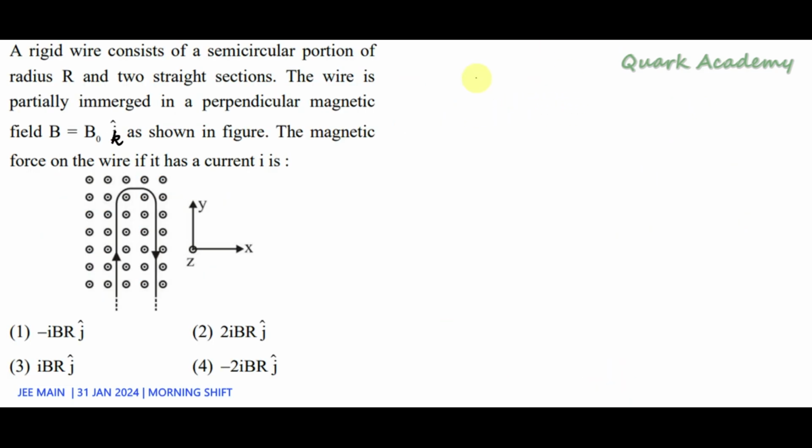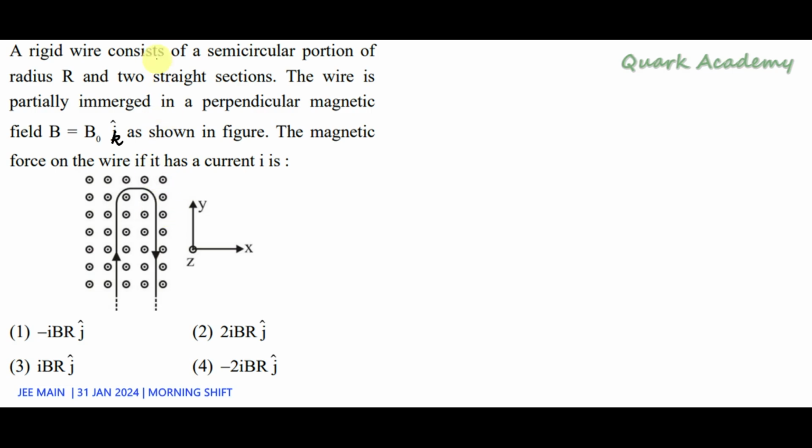In this question, there is an external magnetic field, and a rigid wire is placed in this external magnetic field. We need to find the net force on this wire. So if we look at the shape of the wire, it has two portions, or maybe three portions: two straight portions and one semicircular portion. And it has current I, and the magnetic field direction is given.